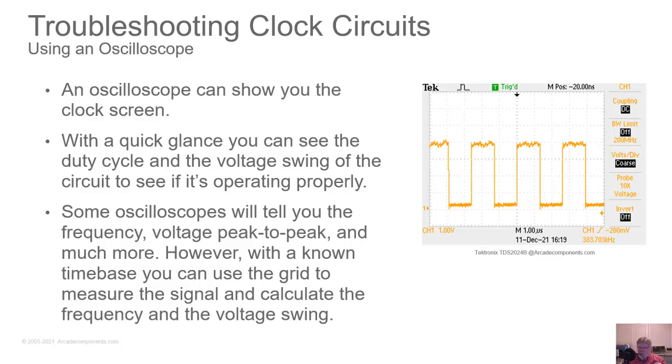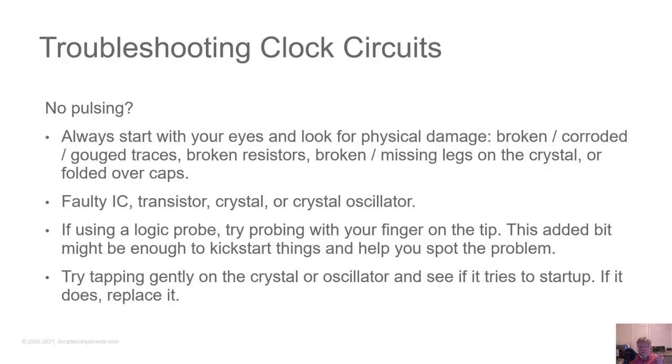So if you have no pulsing, always start with your eyes. That was one thing that was drilled into me by my uncle, who helped mentor me in electronic troubleshooting. You're always going to look for things like physical damage. You're going to look for things that are broken, corroded, gouged, missing, bent out of shape. You know, just things that don't look like they should. Also, you're going to look for dark spots that will help you identify bad components, where they've just simply gotten too hot and they've cooked the circuit board around them.